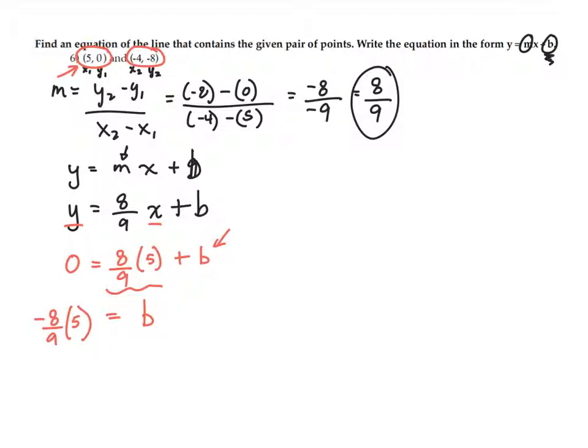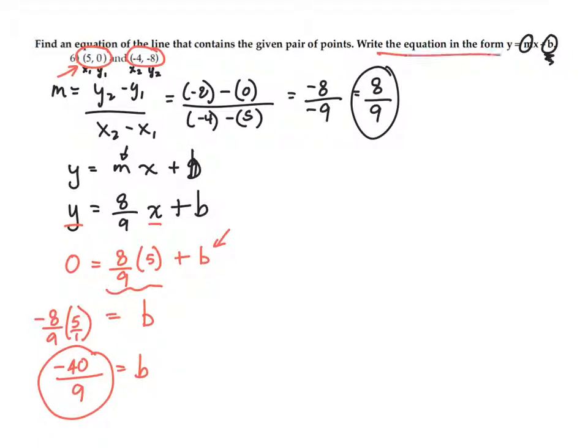Might as well multiply this stuff over. That's like 5 over 1, right? So negative 8 times 5 is negative 40 over 9. And yeah, I guess I could write that as a decimal, but I think this looks good. It's a nice improper fraction.